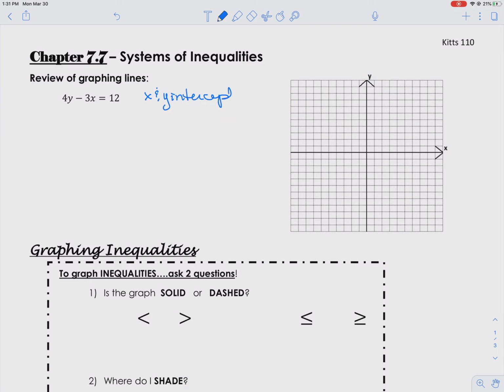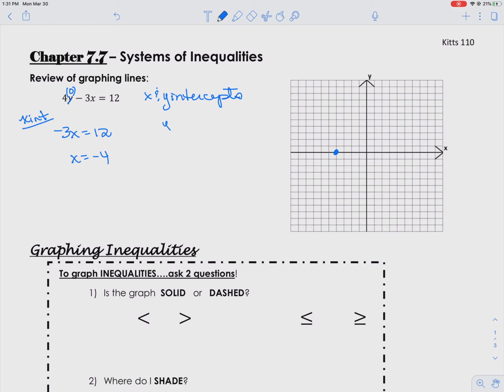When you graph lines using x and y intercepts, you're going to plug in some zeros. To get the x-intercept, all I want is my x there, so I'm going to put a 0 in for my y. That just gives me 3x equals 12, so my x-intercept is going to be -4. I'm going to go ahead and put that dot on my graph.